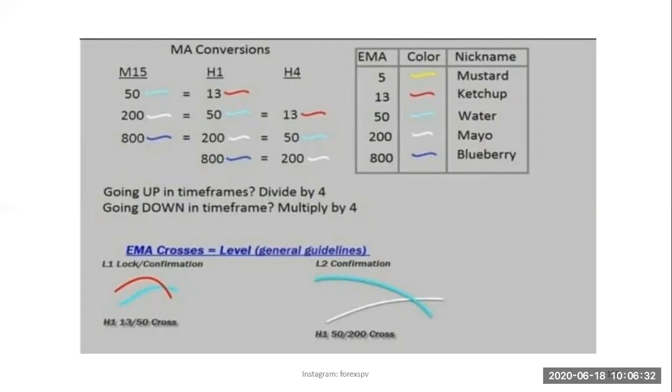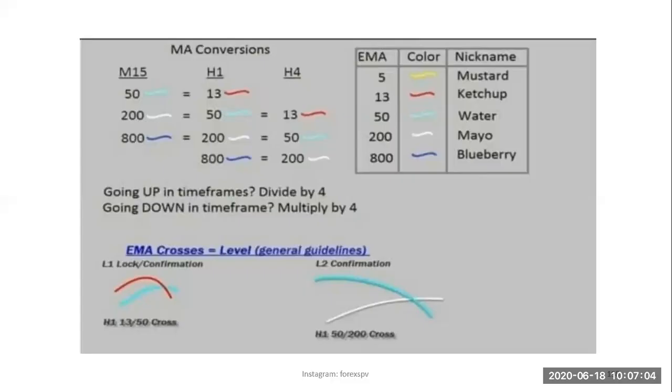So the 50 EMA on the hour 1 is the same as the 200 EMA on the 15 minutes time frame. The 3,200 EMA on the 15 minutes will be the same as the 800 EMA on the hour 1. So I simply added the 3,200 to fill in this gap here. And we usually use it for the peaks.